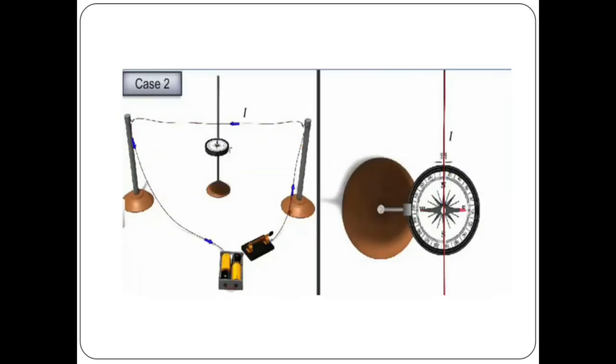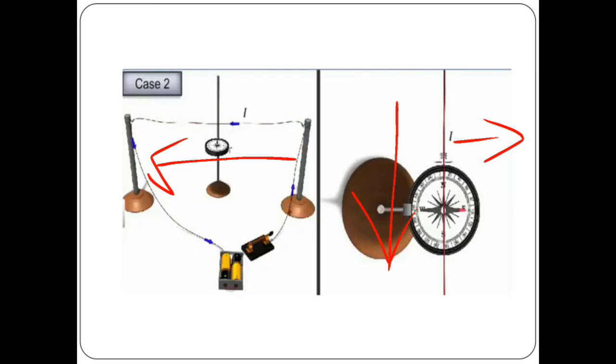In the second case, current is passing in the north to south direction. So now the magnetic needle will be deflected to the right side, that is the east direction. Similarly, we can do two more cases.